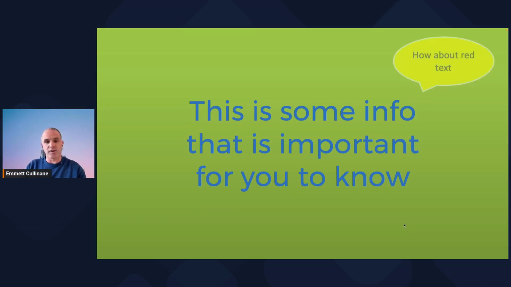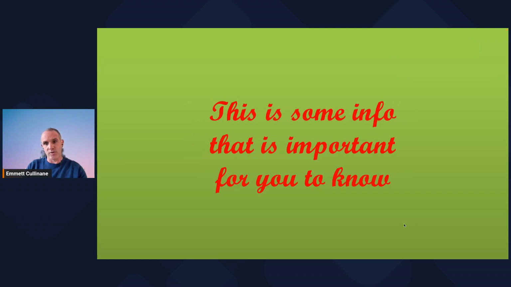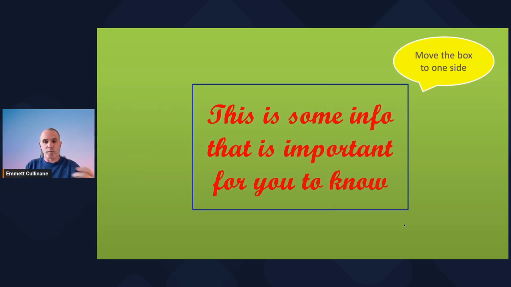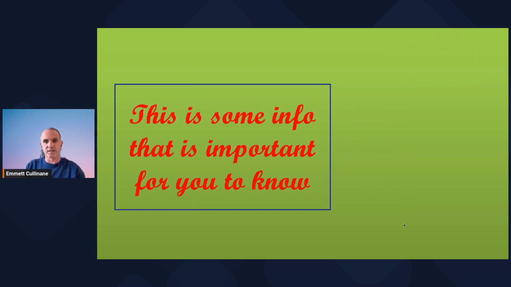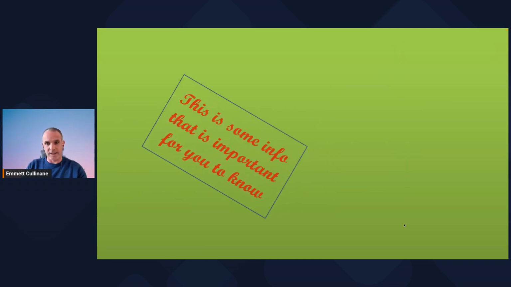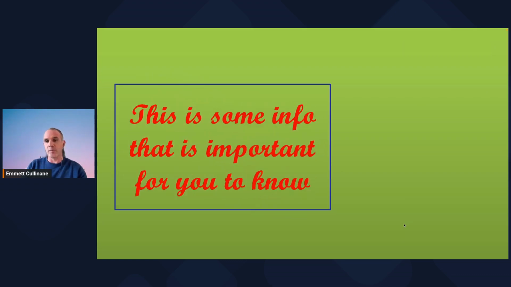And then they say to you, how about red text? And you say, okay, and you do the same thing with red text. And then they say, how about italics? And you go, okay, and you put it in italics. Then they say, oh, actually, can you highlight it and put it in a box? So you get the red text and you put it for some random reason in a blue box. Then they say, can you move the box to one side? And you say, okay. Then they say animation, we've got to have the box spinning in. I love spinning. So now you have the box spinning in with the important information in the box.